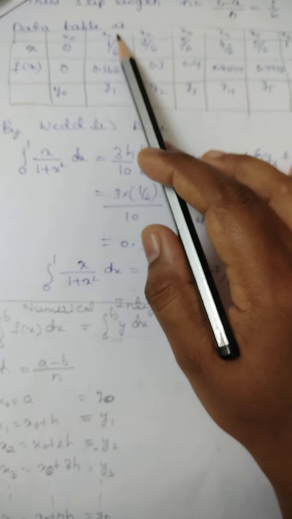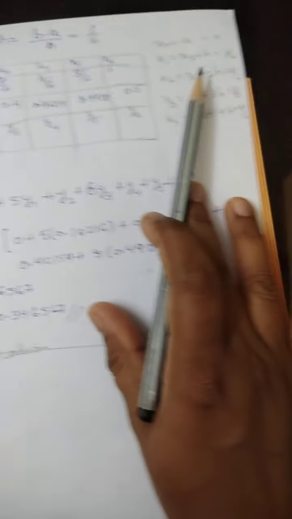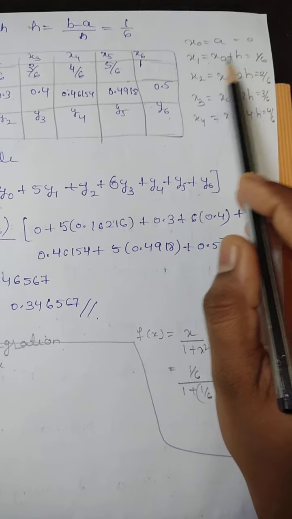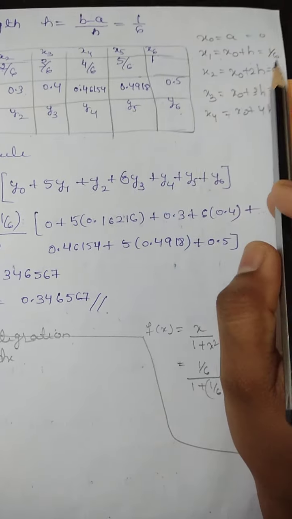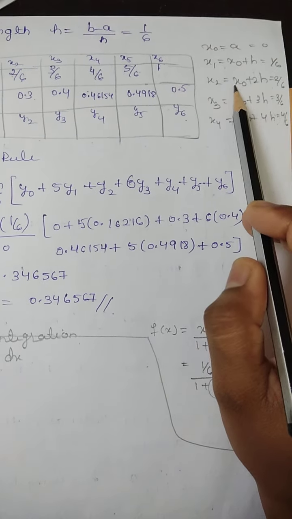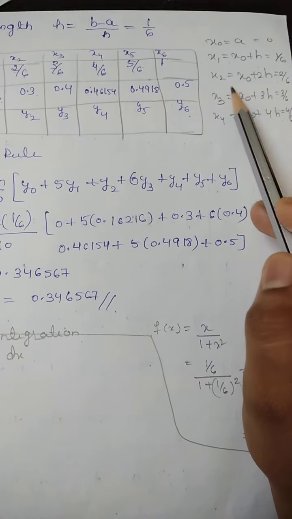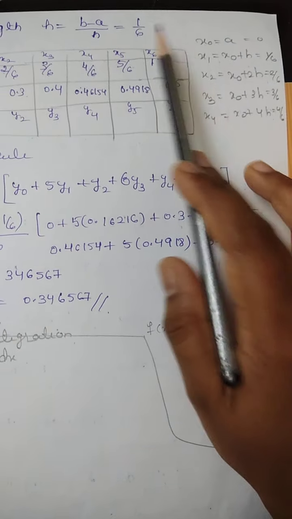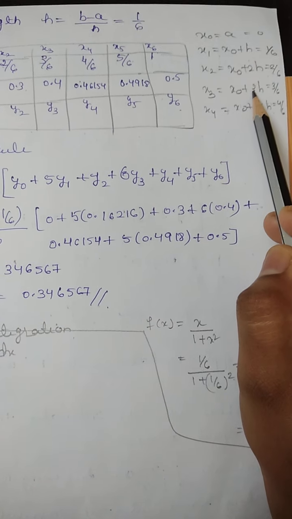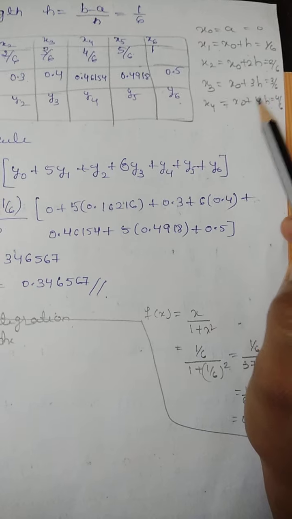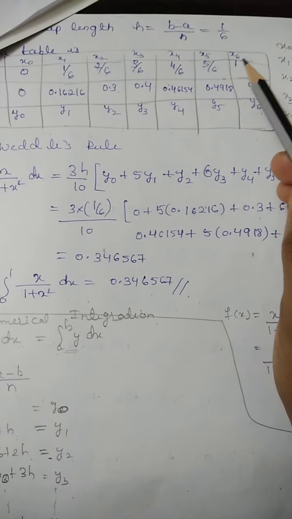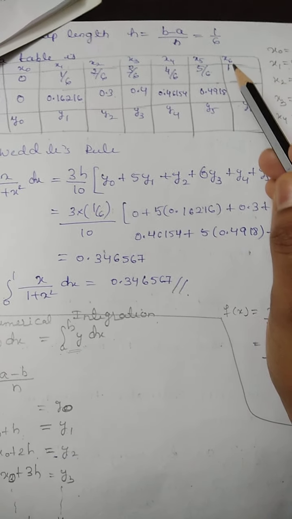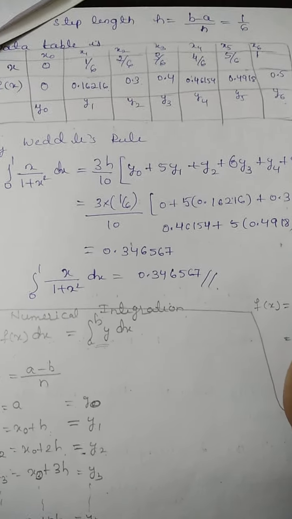Now how to find x1? As I have written here, x1 is x0 plus h. x0 is 0, so 0 plus h means 1 by 6. x2 is equal to x0 plus 2h. x0 is 0, so 2 into 1 by 6 is 2 by 6. Then 3 into 1 by 6 is 3 by 6, and 4 into 1 by 6 is 4 by 6. This way we have to find till n is equal to 6.